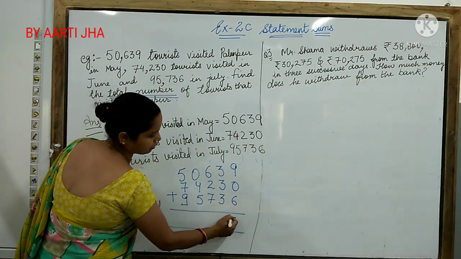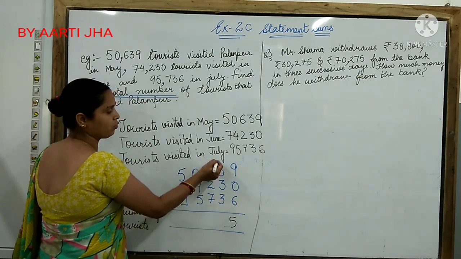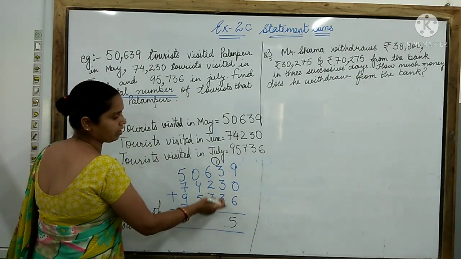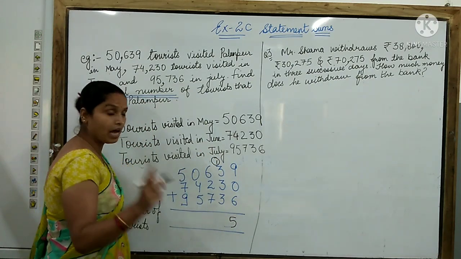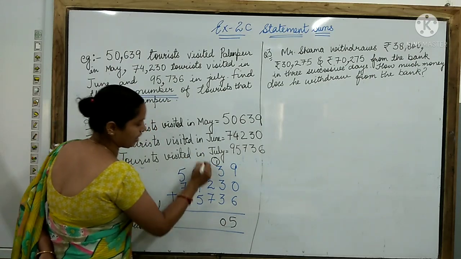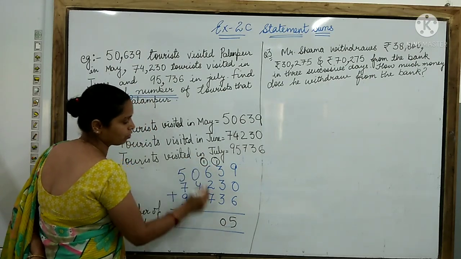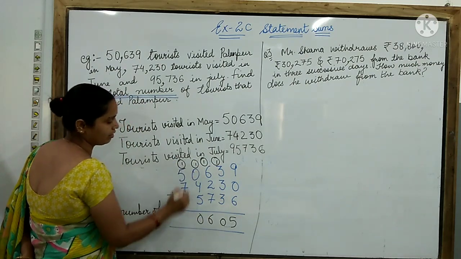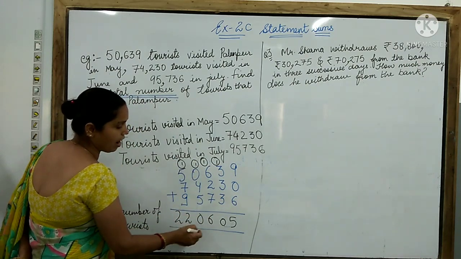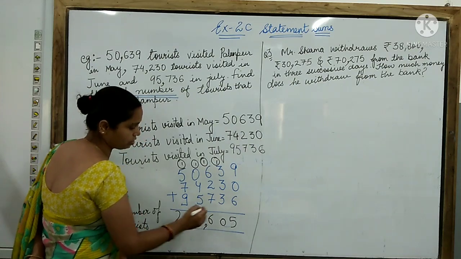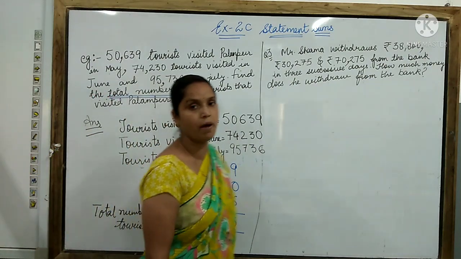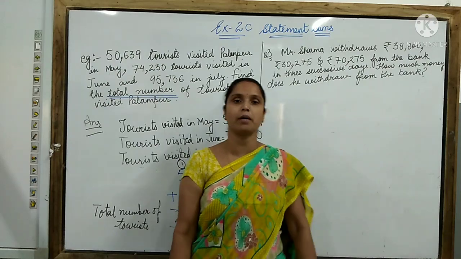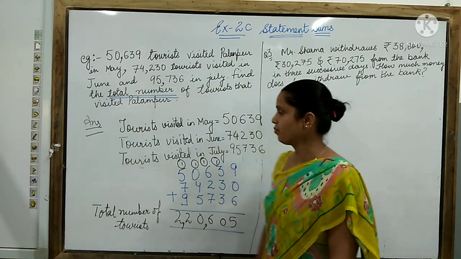9 plus 6 comes as 15. 15, 1 carry goes. 3, 3 is 9. 9 and 1 is 10. Then carry 1, 3, 4, 5, 6, 1, 10, 1, 22. And after doing the calculation, put the commas according to the periods we have learned in the place value chart.